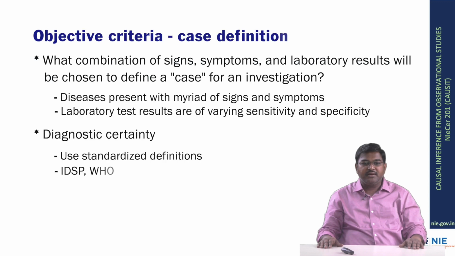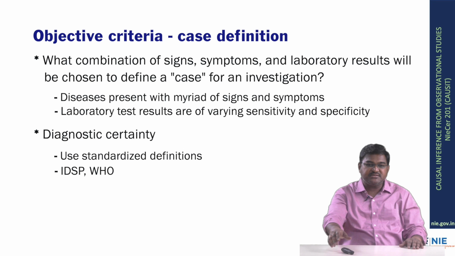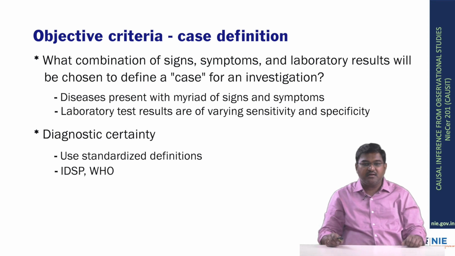We all know that diseases present with different signs and symptoms, and laboratory test results to diagnose disease are of varying sensitivity and specificity. So the dilemma is what combination of signs and symptoms and laboratory test results can be chosen to define a case. We have to define a case in such a way that it has high diagnostic certainty so that we reach a definitive diagnosis. If we define a case with high diagnostic certainty, then we can minimize false positives.